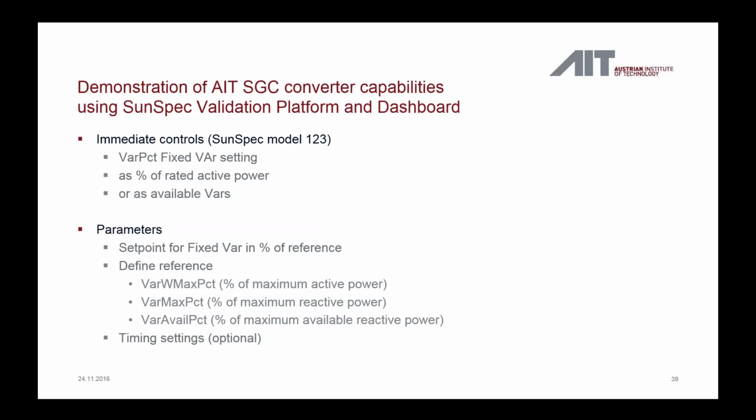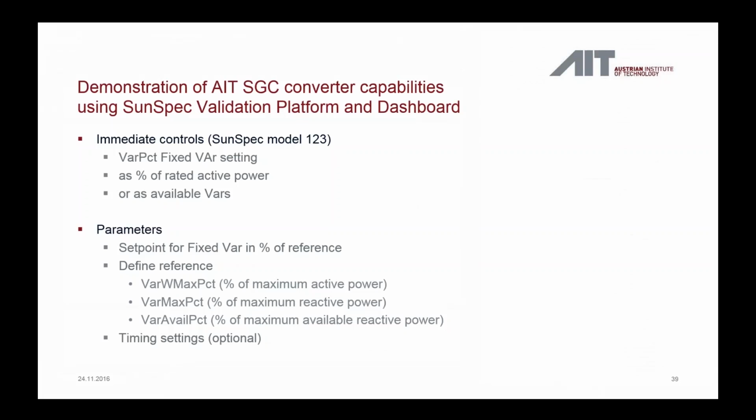Because most of the inverters cannot run full active and reactive power at the same time, because they are limited in terms of maximum output current or maximum apparent power. So this last option here enables you to only use the available reactive power without curtailing the active power to provide the reactive power again.